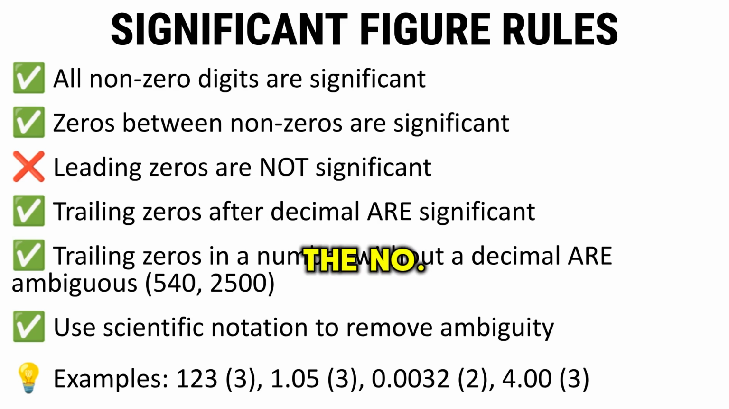For example, the number 123 has three significant figures. 1.05 has 3, 0.0032 has 2, and 4.00 has 3.